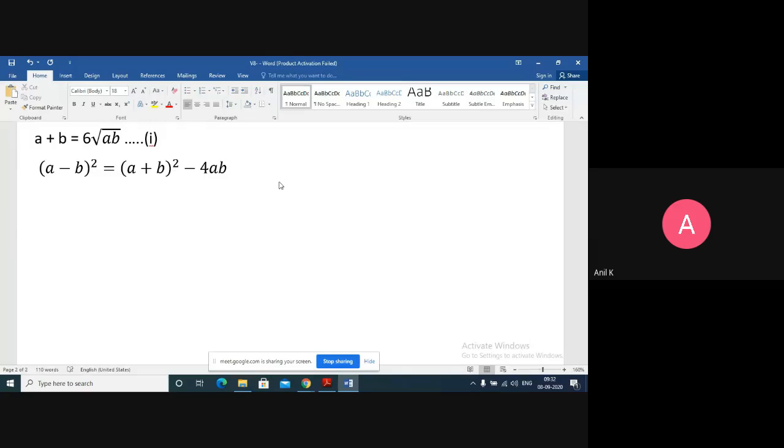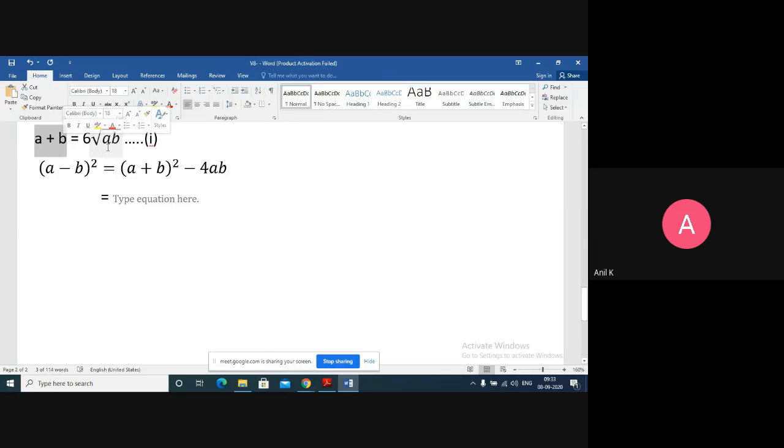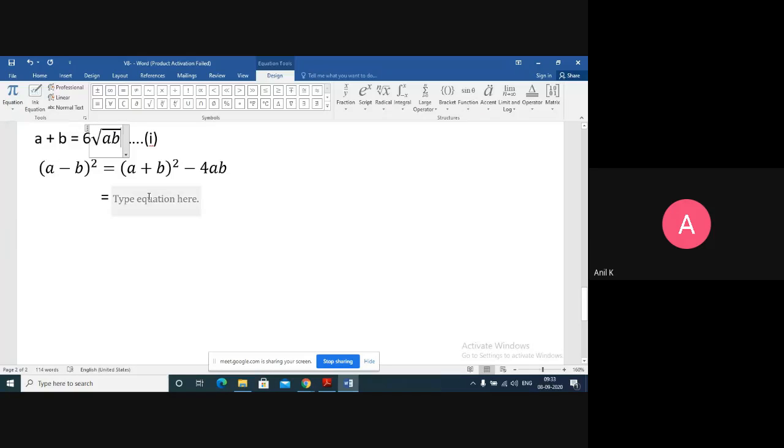4 times of AB. This was the formula which we used even in the last class. Anyone tell me what we get A plus B whole square value? I know A plus B is 6 times of under root AB. So if I do square on both the sides, because I want A plus B whole square value, how is this term going to change? Square of 6 root AB is going to be, square of 6 is 36.